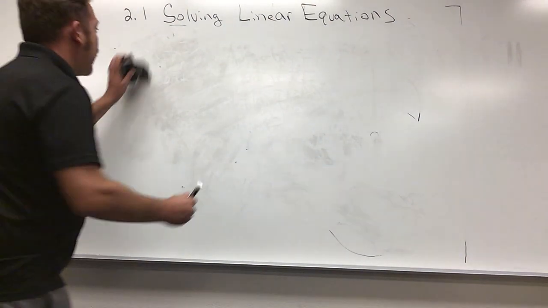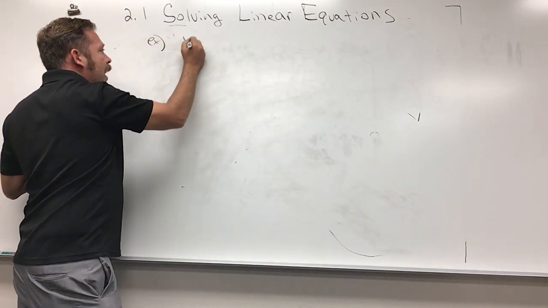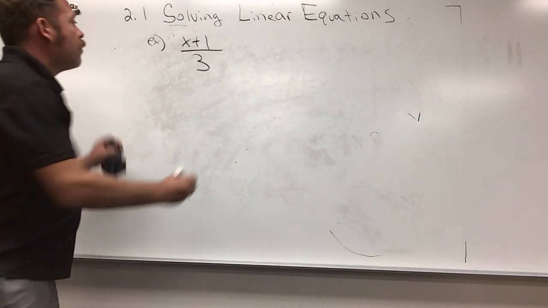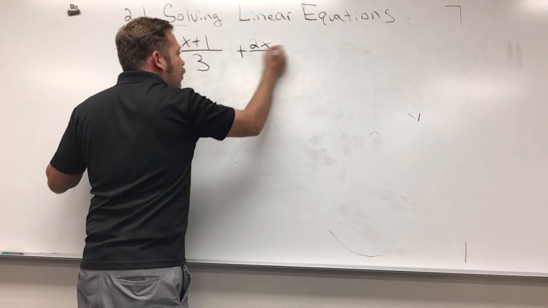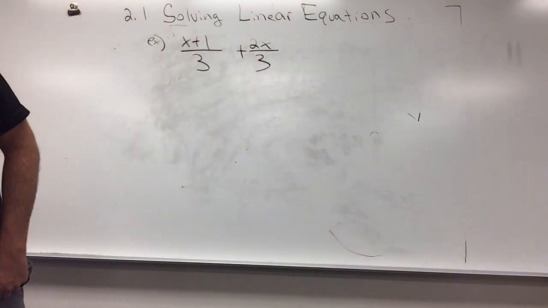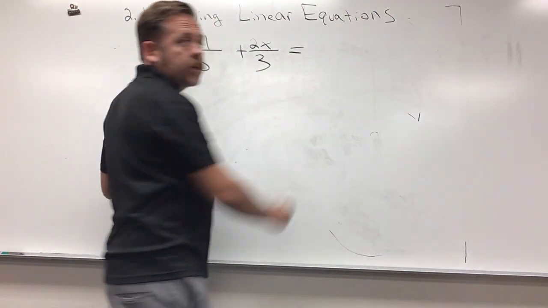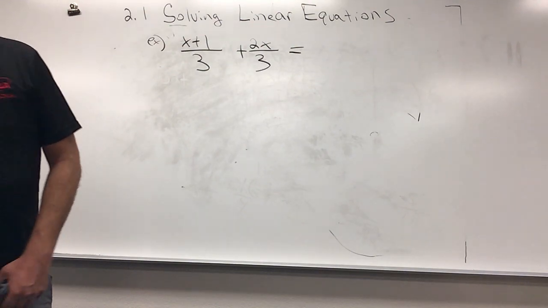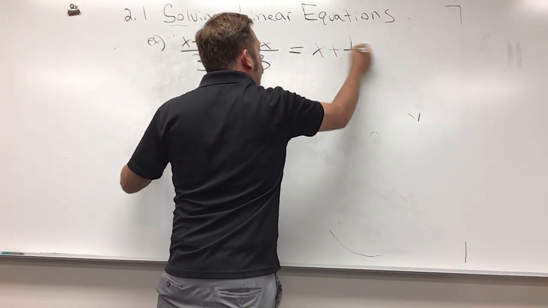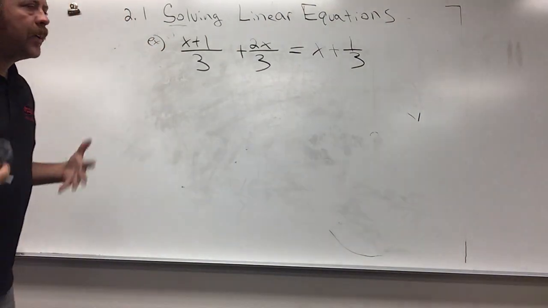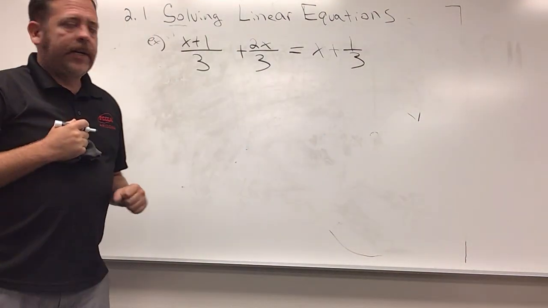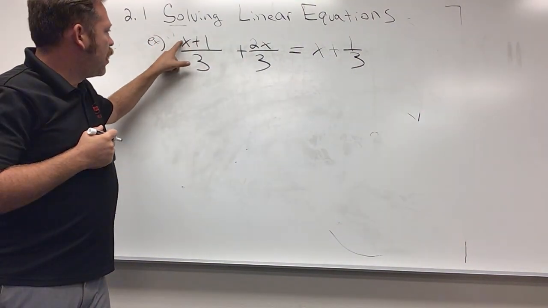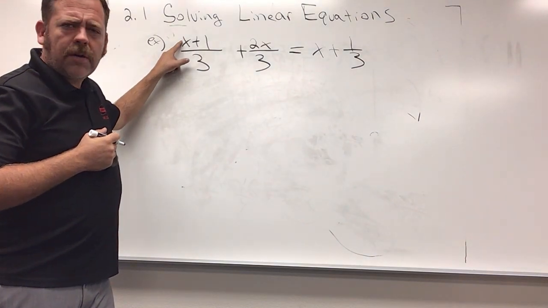All right, this last one is going to be x plus 1 over 3 plus 2x over 3 equals x plus 1/3. All right. The reason I want to demonstrate this one is it doesn't look terrible, except for this first part. You have a numerator with 2 terms.